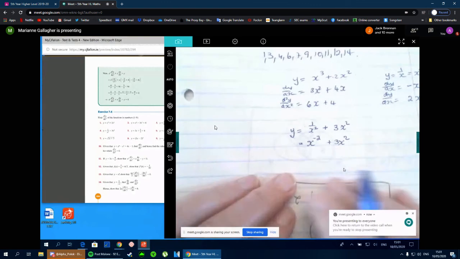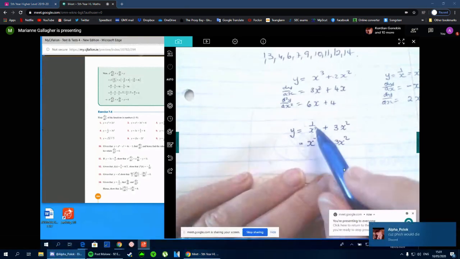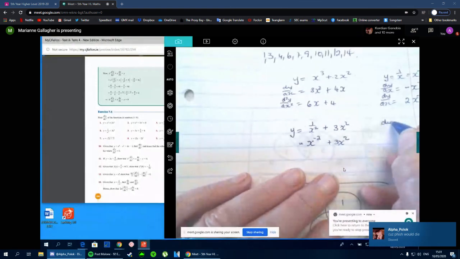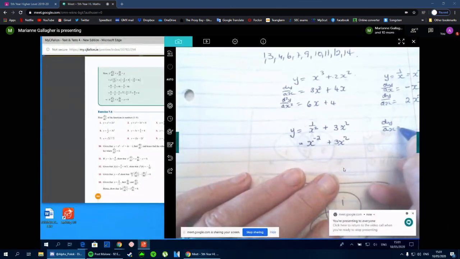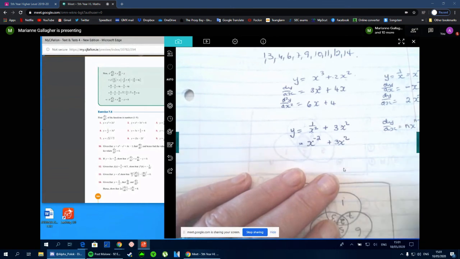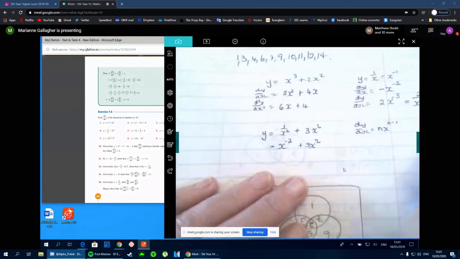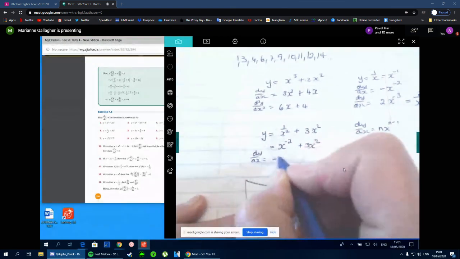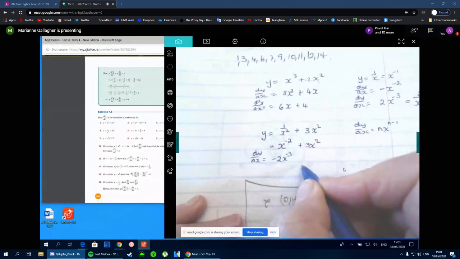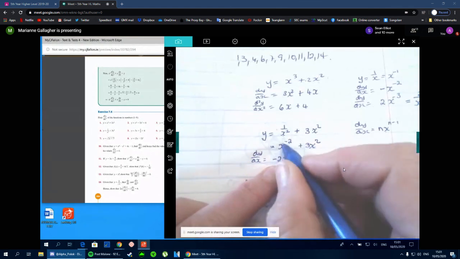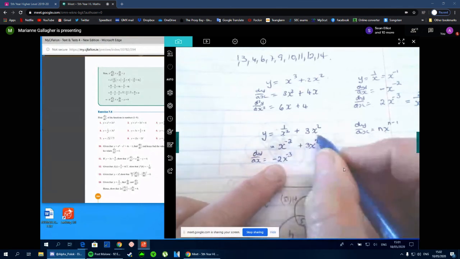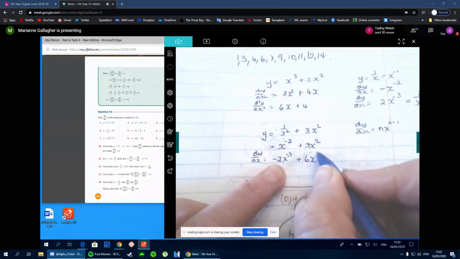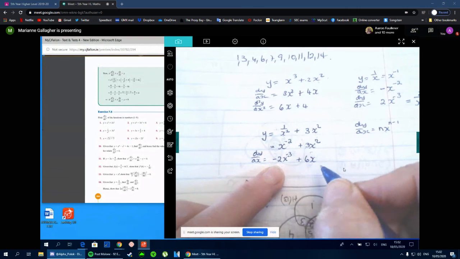So far I haven't done any differentiating. I've just changed this into a format that I can differentiate. Because my rule says dy/dx is n times x to the n minus 1. Bring down the power and then change it to a new power. So dy/dx is minus 2x to the minus 3, because I bring down the minus 2, take away 1 to get the new power, and then this one I bring down the 2, 2 threes is 6, and take away 1 to get the new power, which is just 1, and I don't bother writing that.